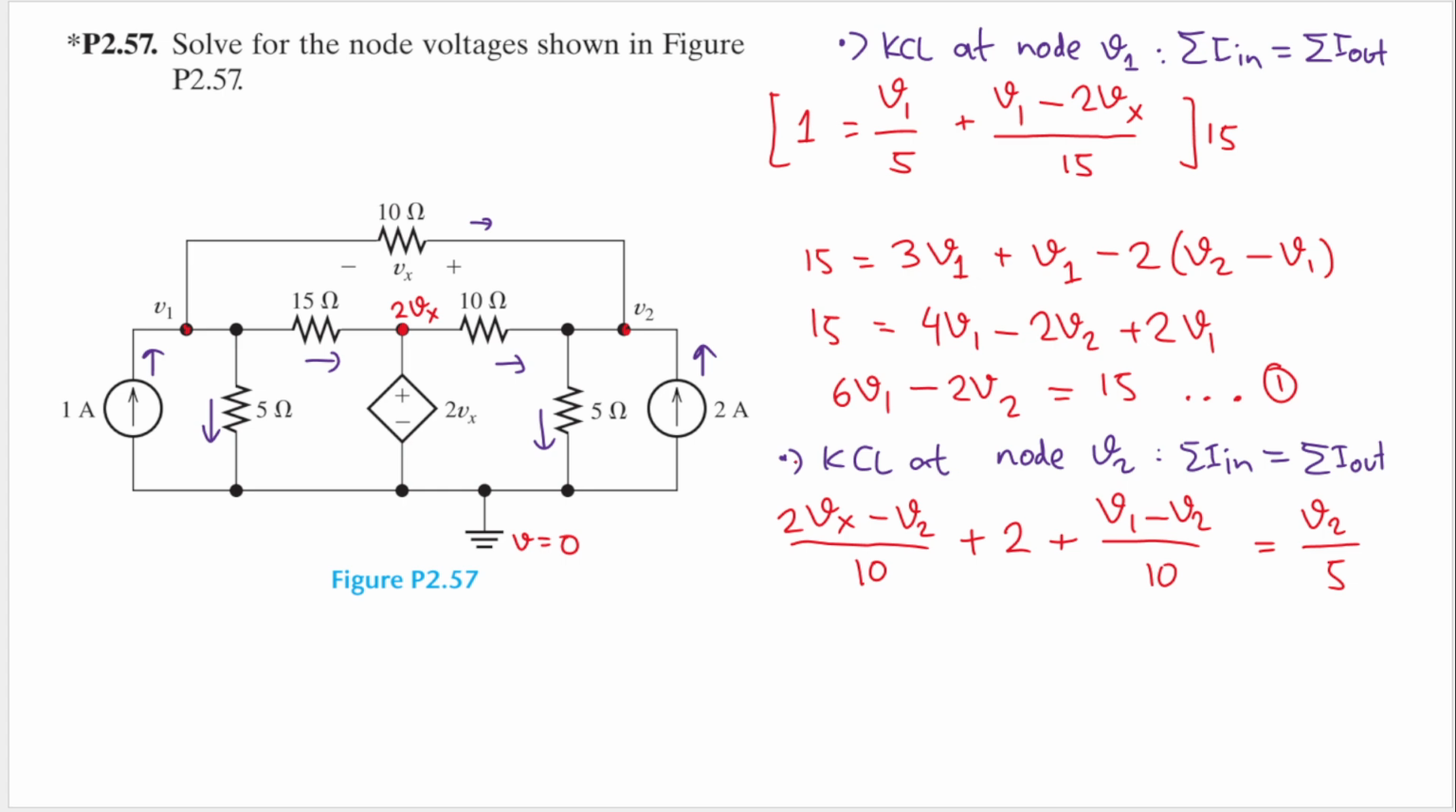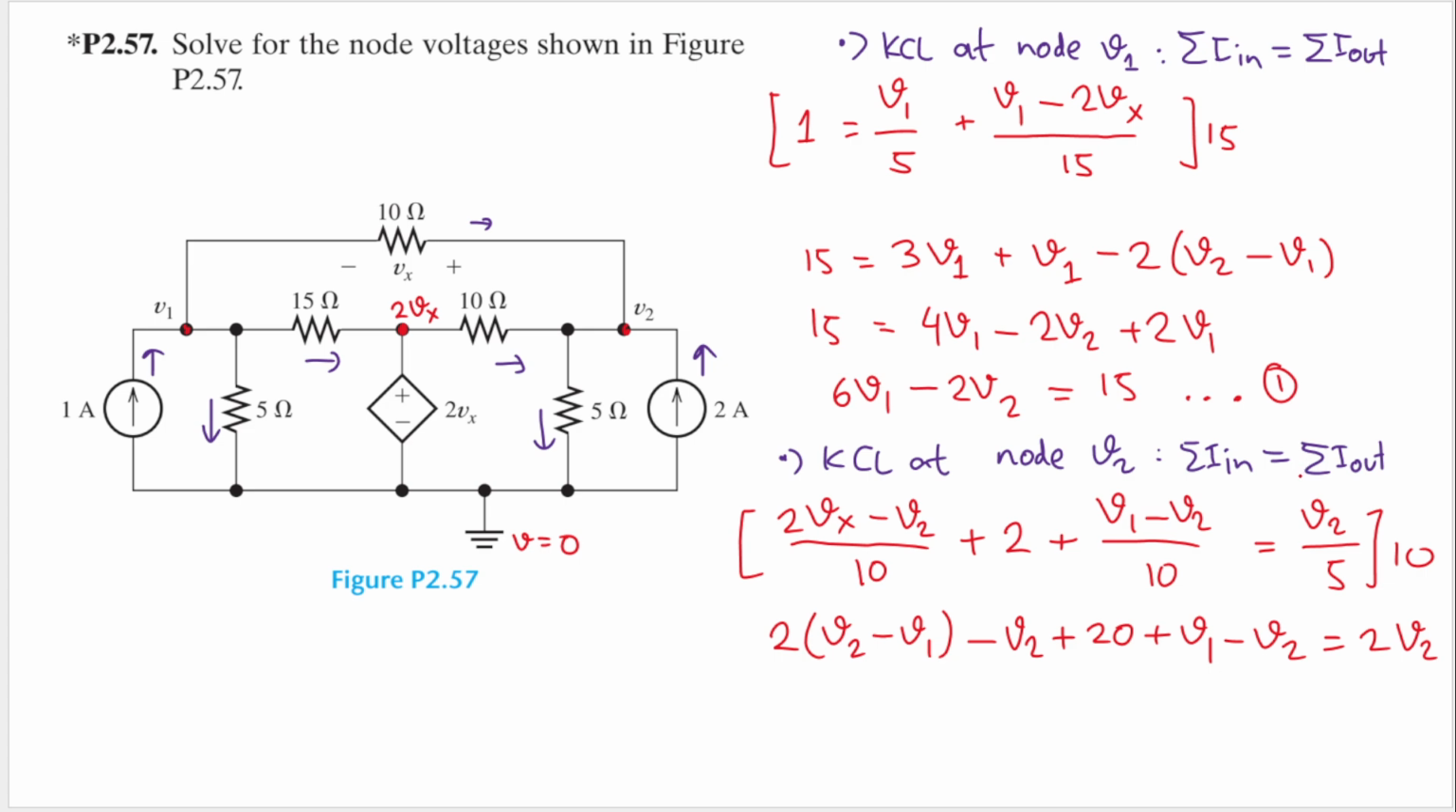Let's multiply both sides by 10. I think 10 is good. This 10 will cancel, so we only have 2Vx minus V2. So I will write 2, but Vx is V2 minus V1, so I'll have minus V2 there, and then plus 2 multiplied by 10, which will be 20. And this 10 here will cancel, so I will have plus V1 minus V2, and this will equal 2V2.